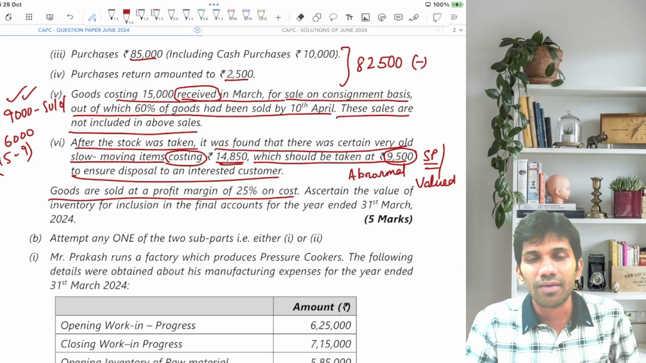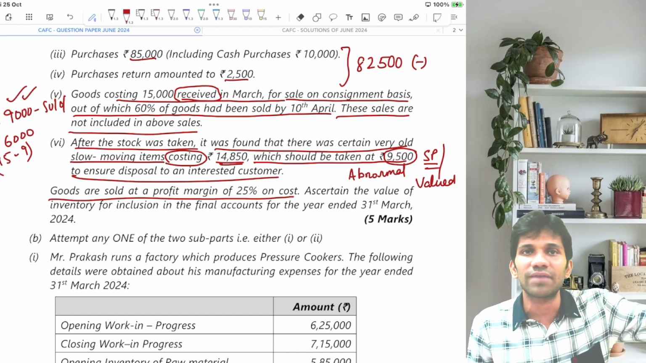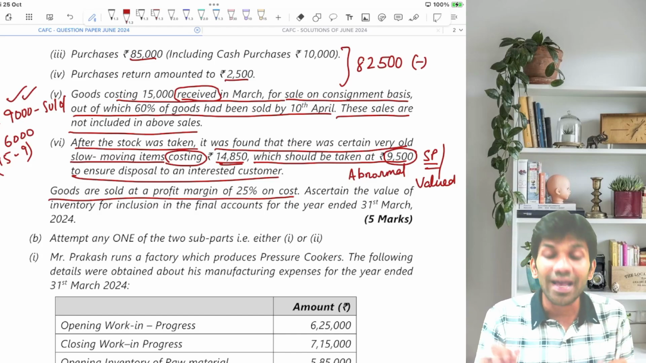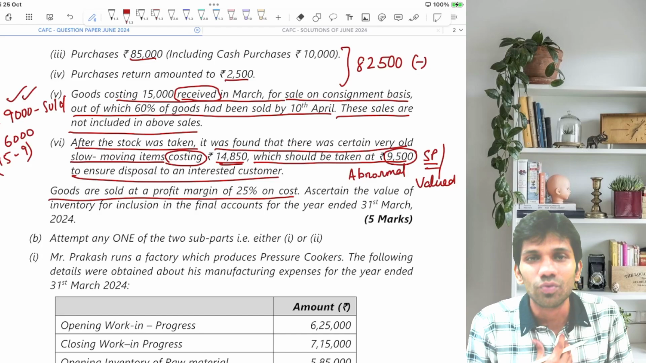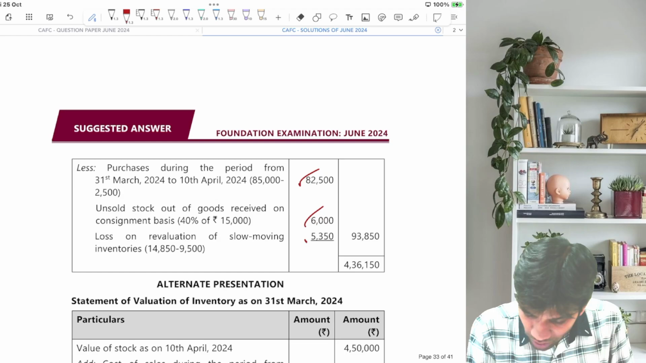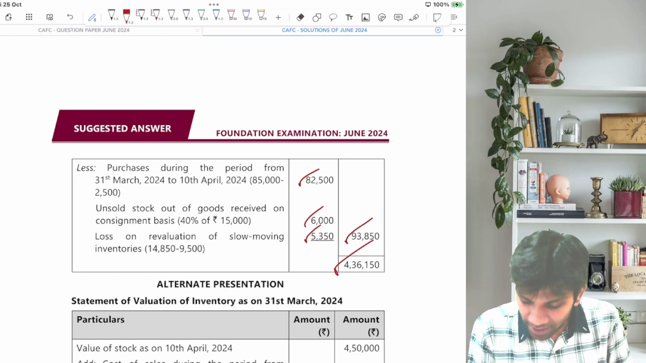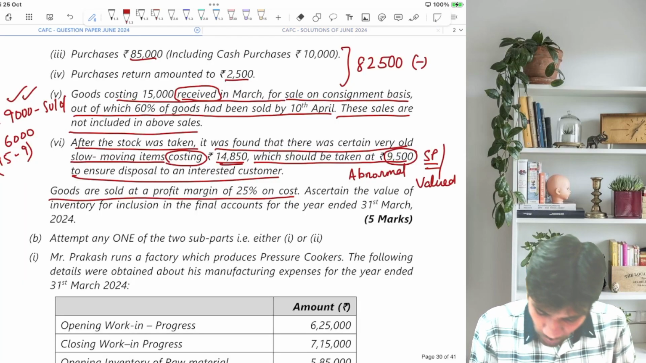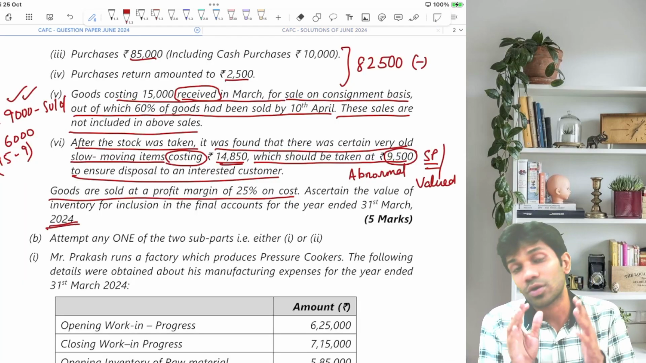14,850 I paid. Now I am going to sell it at 9,500. 14,850 debit, 9,500 credit if somebody comes to buy. So what is the estimated loss which I am going to incur? 5,350. That will reduce my inventory, so that is also deducted. So this is the value of inventory on 31st March 2024. I hope the question is very clear.